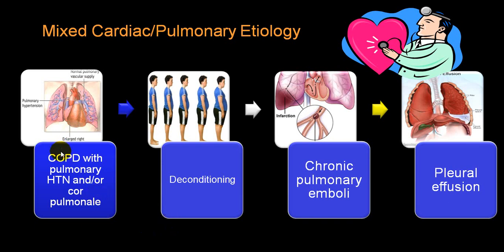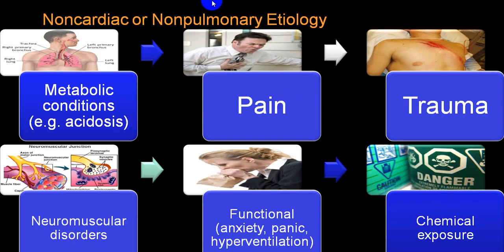Among mixed, the classical example is cor pulmonale, maybe acute or chronic. Another is deconditioning, then chronic pulmonary embolism, and massive pleural effusion. Non-cardiac, non-pulmonary: metabolic acidosis, classical example diabetic ketoacidosis, anxiety, chest trauma, chemical fumes, psychogenic, panic disorders, hyperventilation, and neuromuscular junction disorders like myasthenia gravis, botulism, etc.